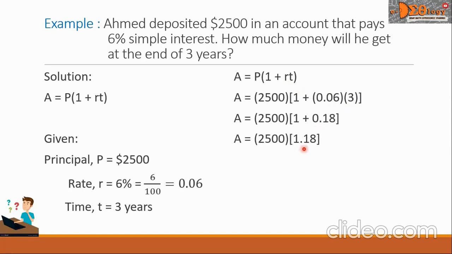Now, we will multiply this 1.18 with the 2,500. We will get this $2,950. And this is our total amount. Of course, we will not forget our dollar sign. This is our final answer.